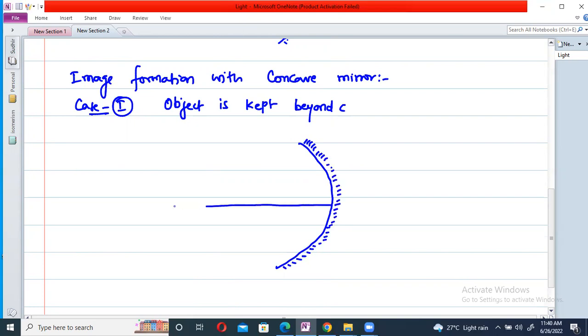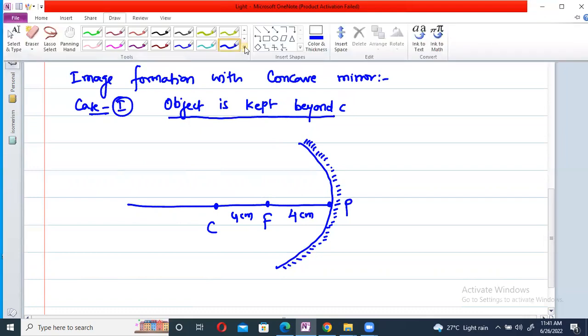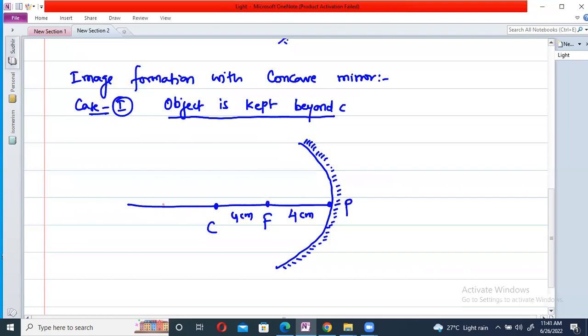we have a principal axis where the point P is the pole, point F is the focus and C is the center of curvature. Let us say from P to F it is 4 centimeter, so C to F also we have to keep the same, 4 centimeter. Now my condition is that I kept the object beyond C. This is C.